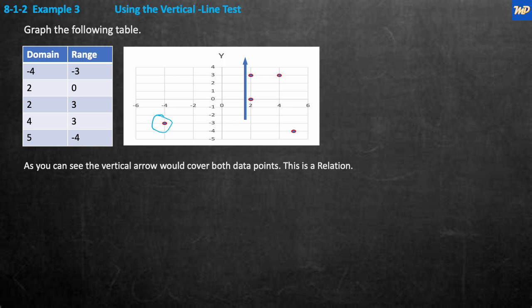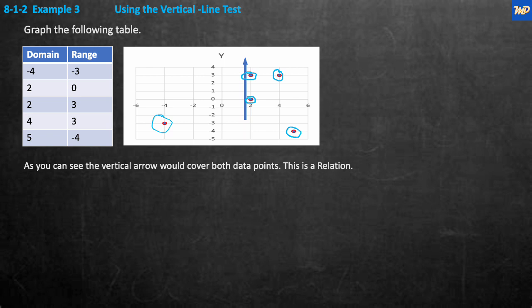And then 2, 0 is 2, 0. Here's 0. Here's 2, 0. And 2, 3 is this one here. And here's 4, 3. So here we got a 4, 3 right here. And then finally we have 5, -4. So we go out 5 and down 4.